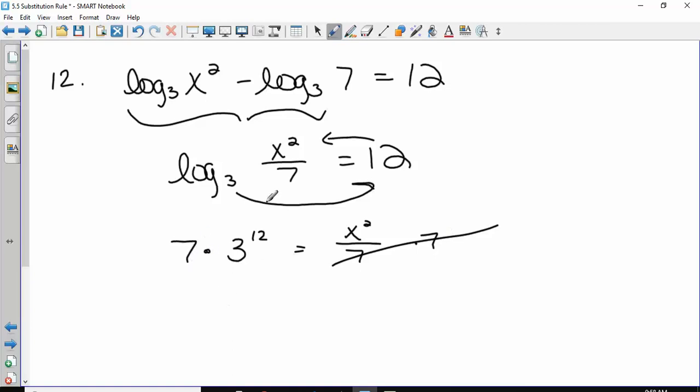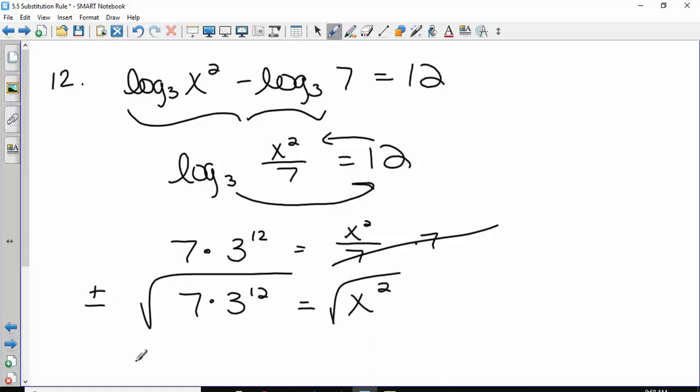This is a huge number. I'm just going to leave it like this for a second. It is quite big. I don't have a calculator in my hand, so I'm just going to leave it. How do you get rid of a square? Square root. With that, you do plus and minus.